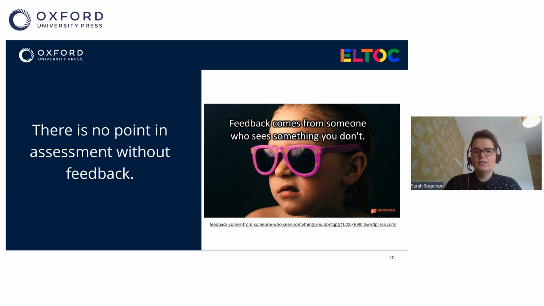So, when you talk about feedback, you can talk to your students about why it's important by saying, well, you don't see everything, but I can see things that you don't maybe necessarily see. And as Latifa says, feedback does motivate.